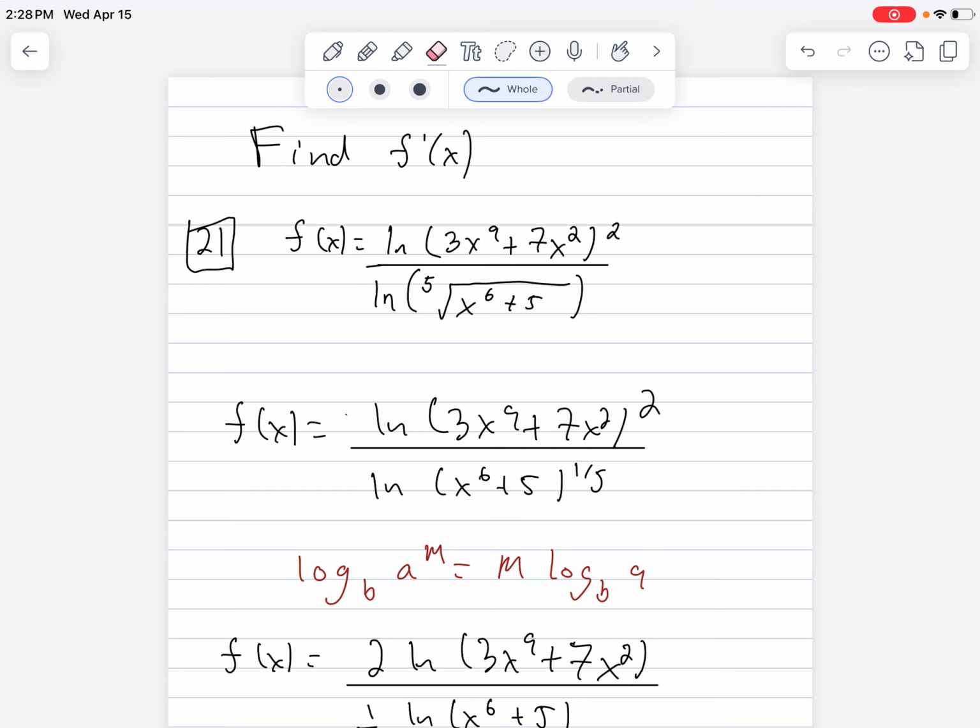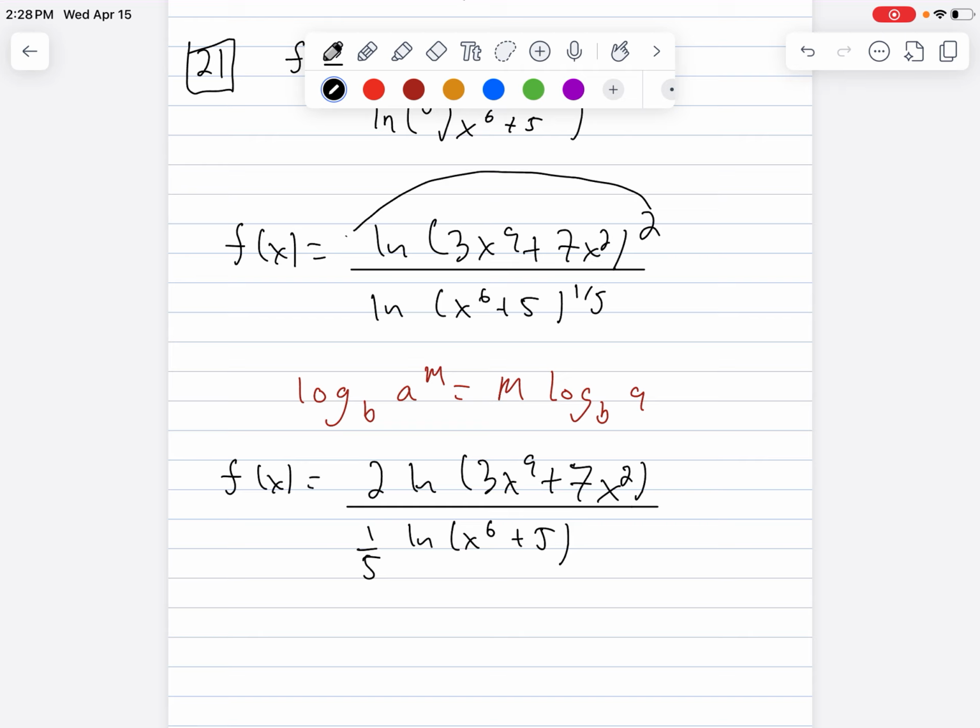to the 1/5, okay? And with that being said, we can use this rule about logs, which is called the power rule. It says if you take the log of an exponent, the exponent can come down in front. So in our case, the 2 that's the exponent on the numerator can come down in front, as well as the 1/5, and that's the result you see right here. And I am going to start taking a derivative at this point right now, okay?